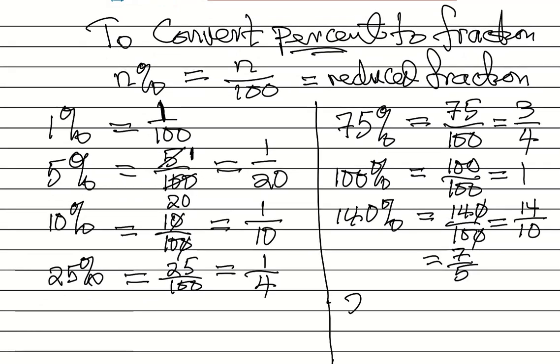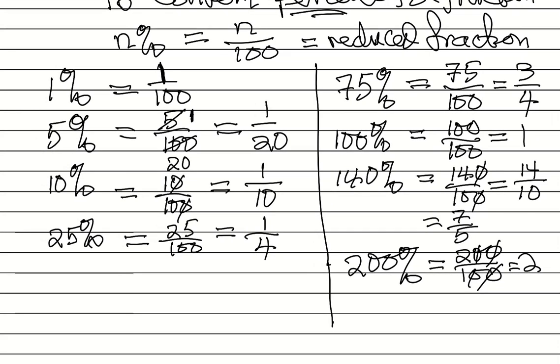Now, what about a figure like 200%? What does that mean? Well, you do the same thing: 200/100. You cross things out, you get 2. Let me put it in words. Say a company's revenue increased to 200%. That basically means it doubles. The revenue doubles. It increased 2 times. That's all that means.